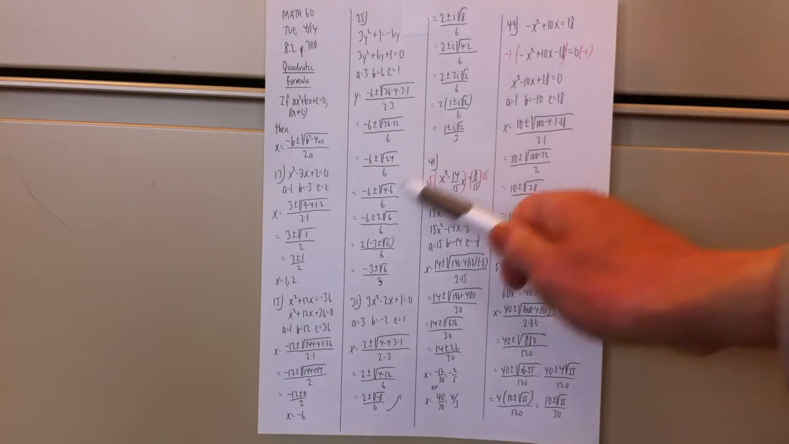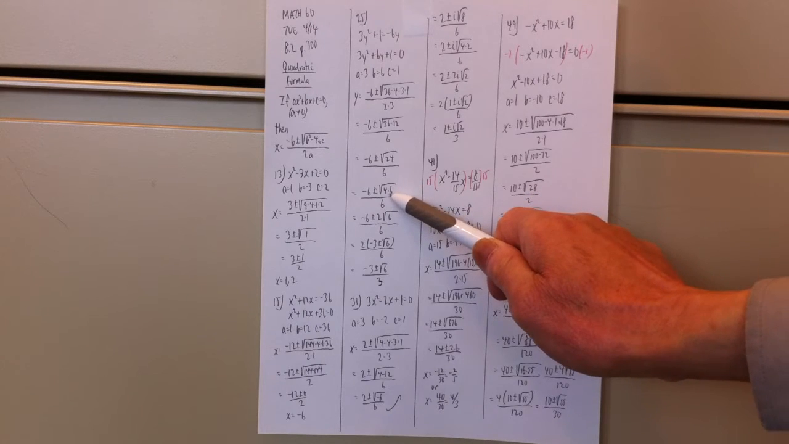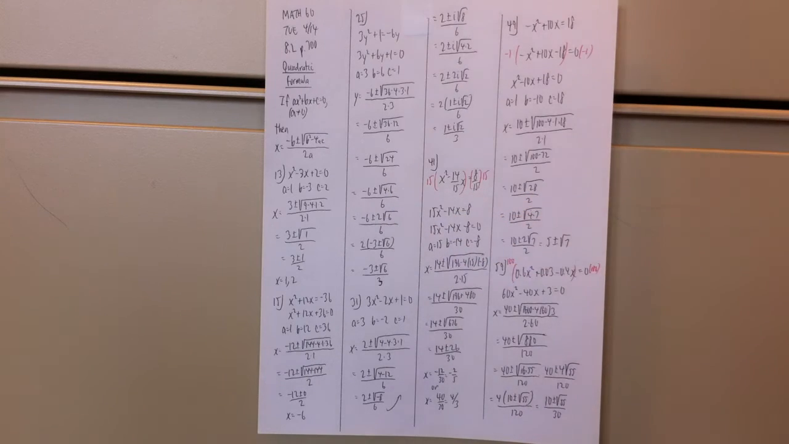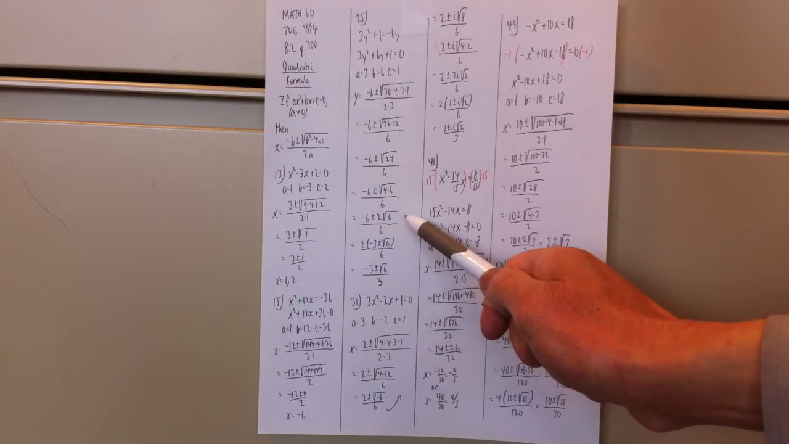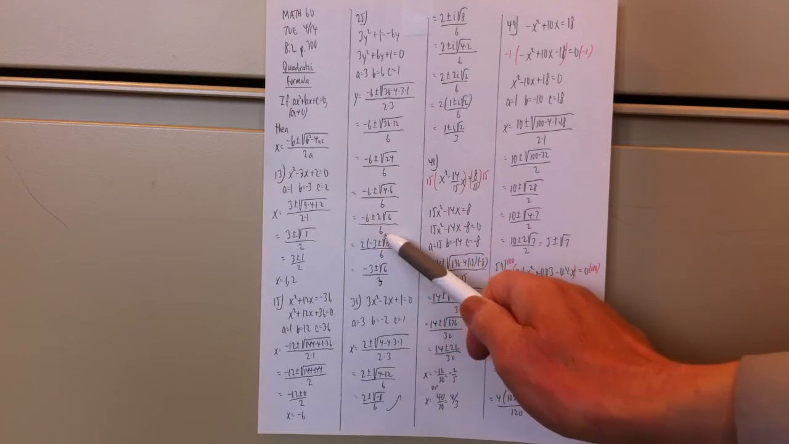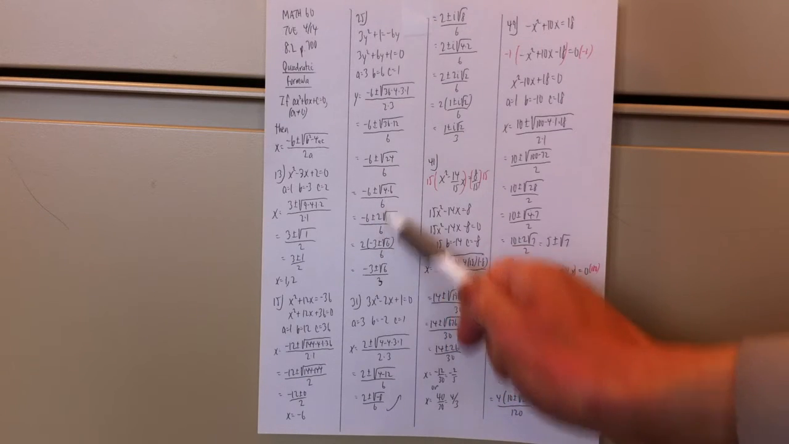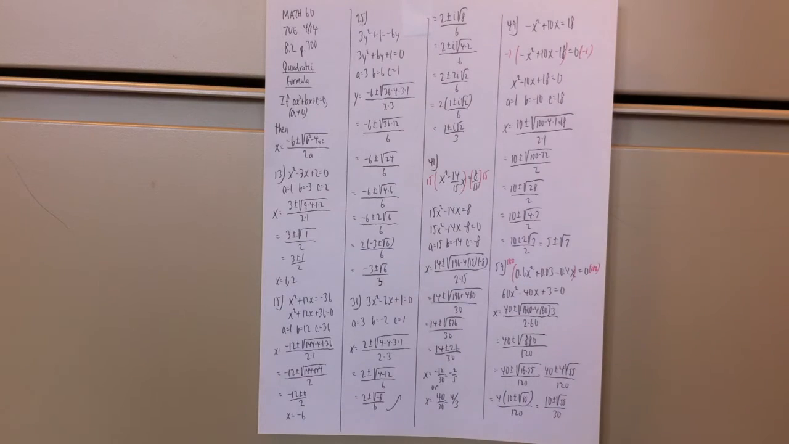And 24 I can write as 4 times 6, 4 being a perfect square. So the next step after that, the square root of 4 will come outside and change to a 2. So negative 6 plus or minus 2 radical 6 all over 6. I notice that these numbers are all even, which leads me to factor out a 2 from the numerator. And after I factor out a 2, I'll partially cancel the 6 in the denominator.